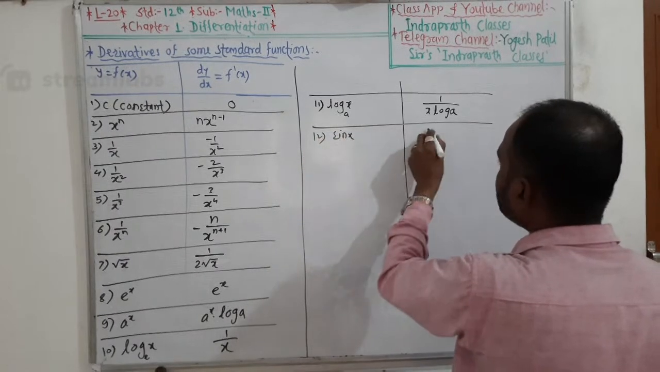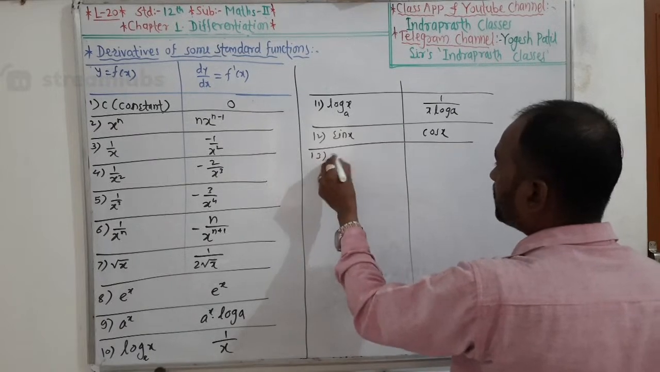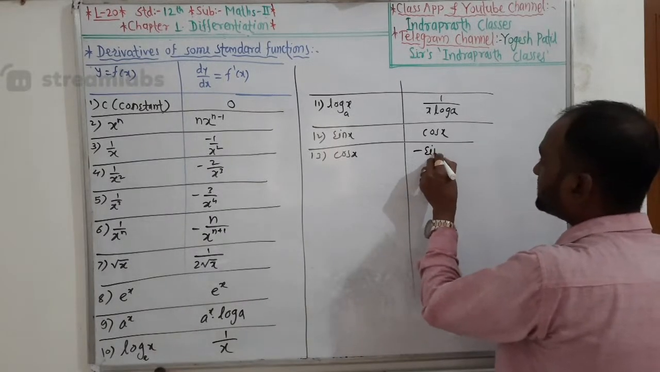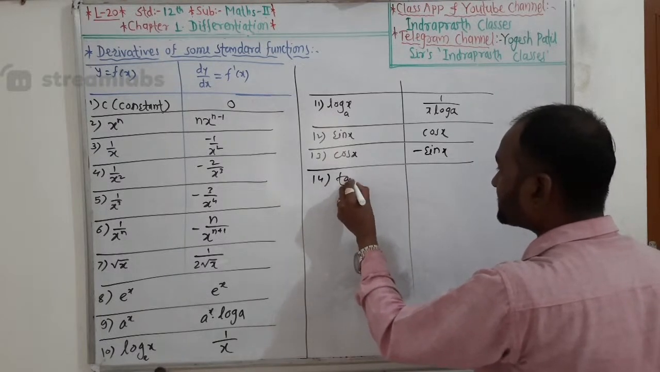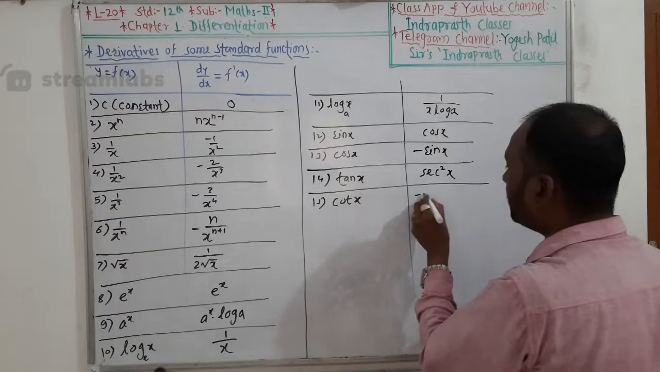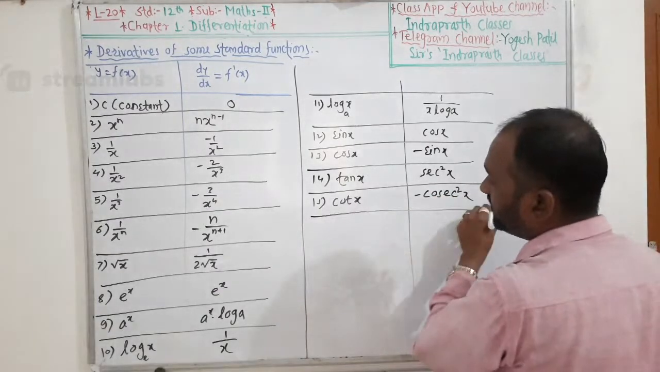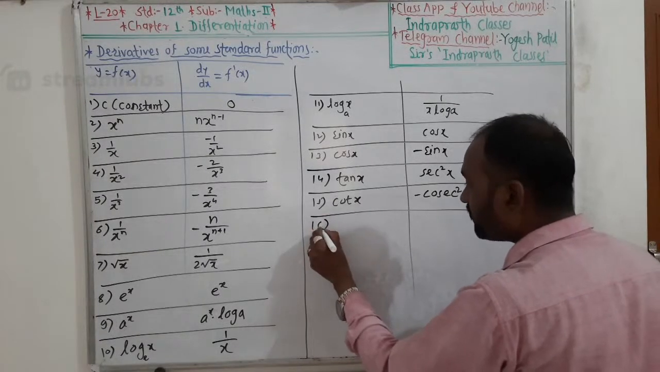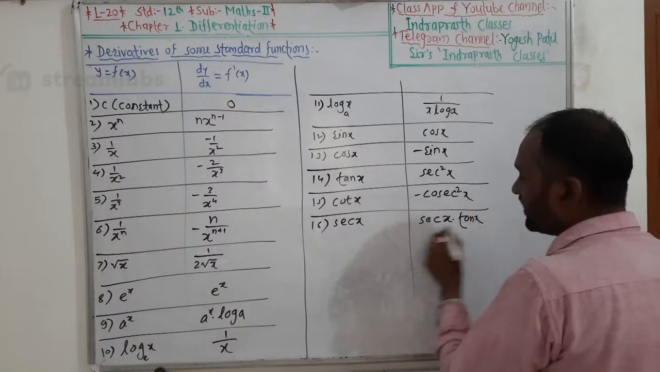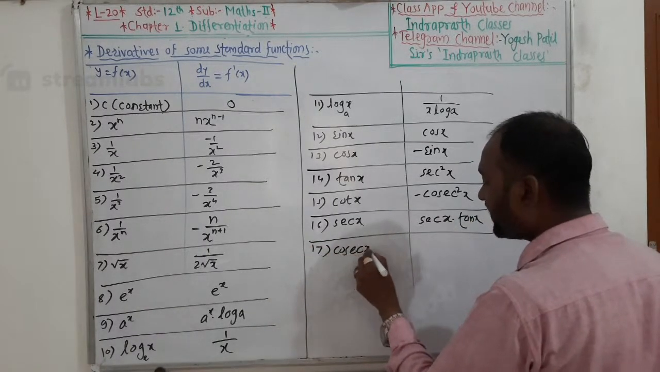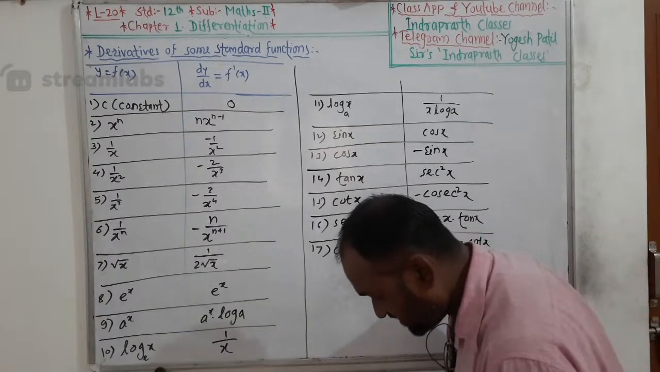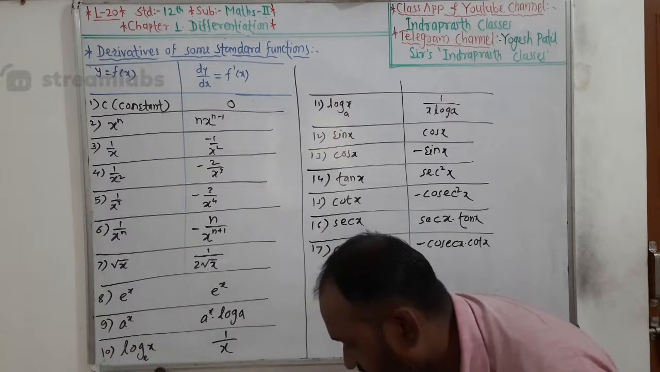Then sin x, cos x. What is the derivative for cos x? Yes, that is minus sin x. Then what is the derivative for tan x? That is sec square x. What is the derivative for cot x? Minus cosec square x. What is the derivative for sec x? That is sec x into tan x. And what is the derivative for cosec x? That is minus cosec x into cot x. Done?